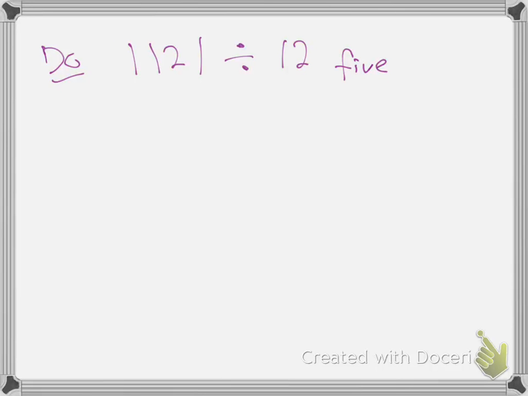1121 divided by 12, base 5. It might help if you want, you could go on the side of your paper and figure out what 2 times 12 is in base 5, and then what's 3 times 12, and what's 4 times 12, as high as you need to go, and just have those ready. That might be easier for you.